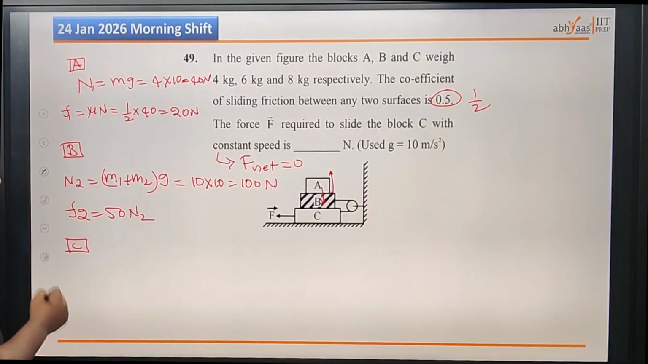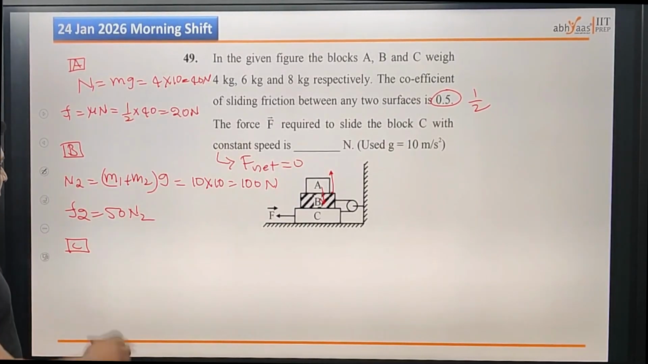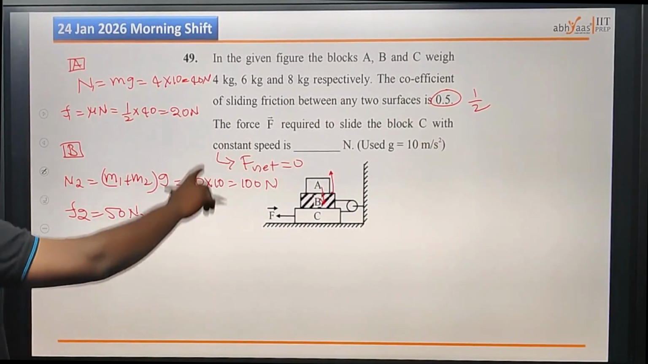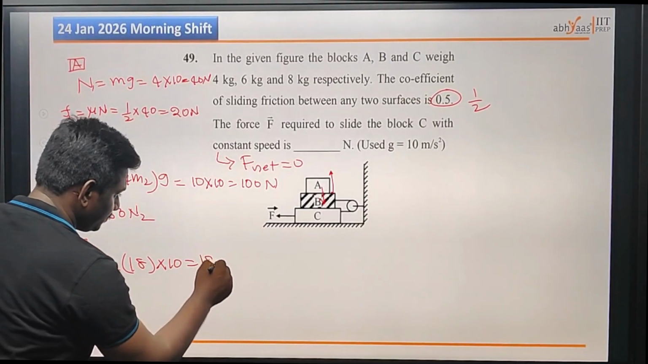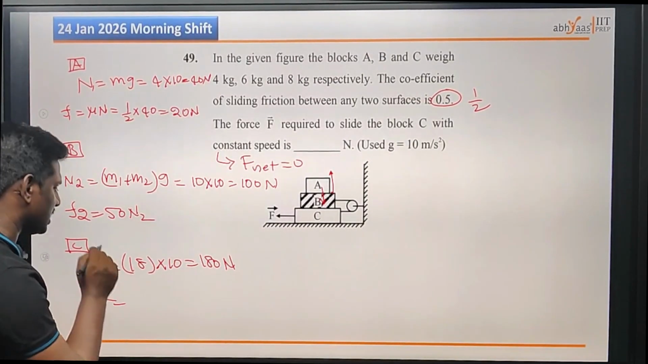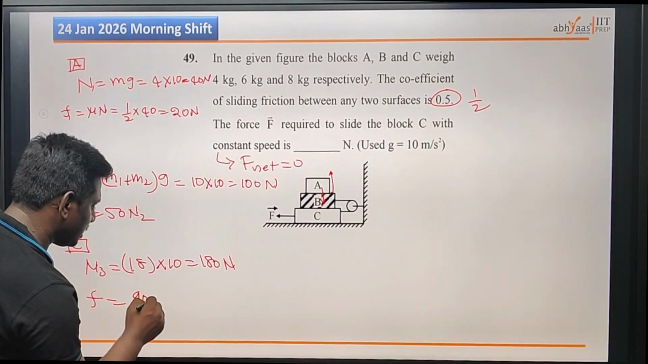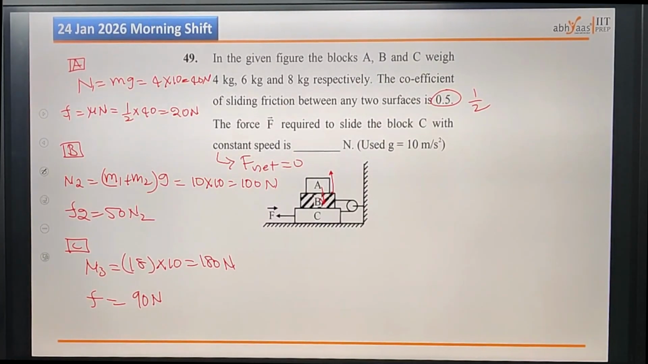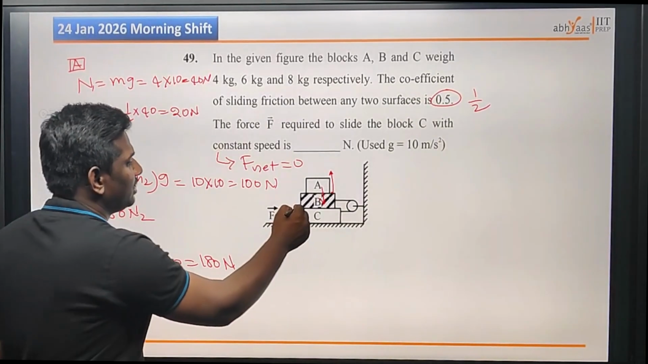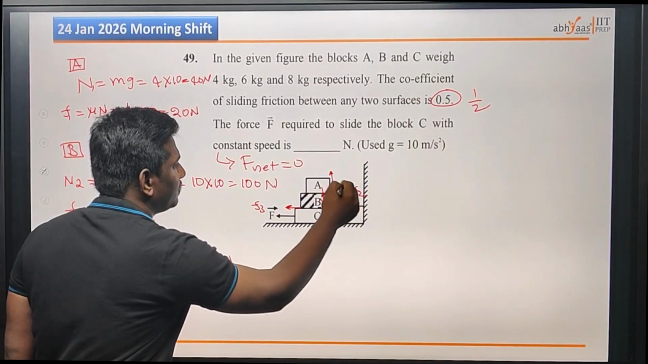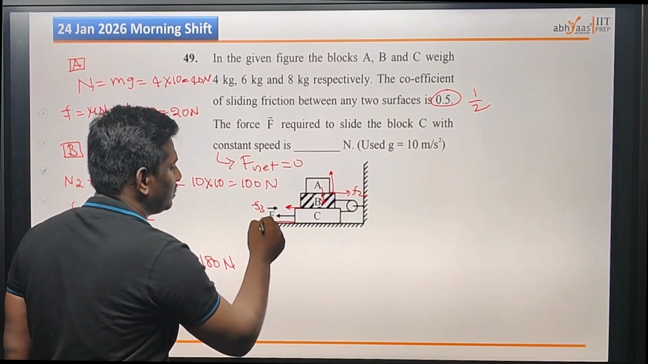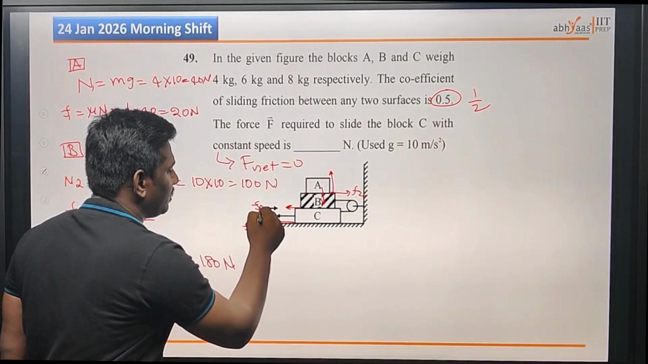At C, same, we are having 3 weights. So N3 can be written as M1 plus M2 plus M3. What is this one? 18 into g, 10, 180 Newtons. So friction can be written as 180 by 2, that is 90 Newtons. These are the frictional forces between the blocks, F3, F2, F1.